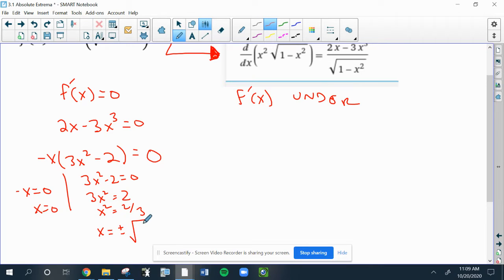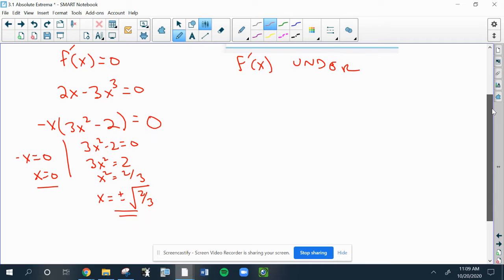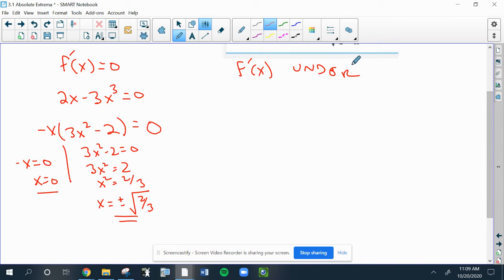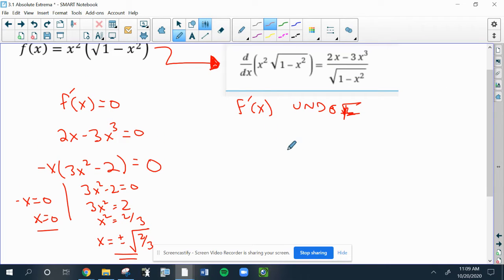So far I have 1, 2, 3 possible critical numbers. I say possible because I still have to make sure they're defined in the original function. So now to find out where the function's undefined, we have to figure out where the bottom equals 0. That would make this undefined.